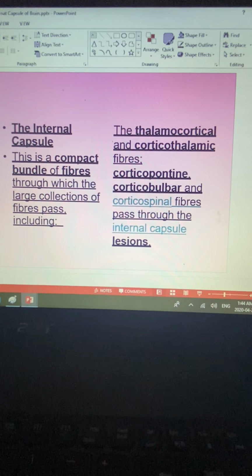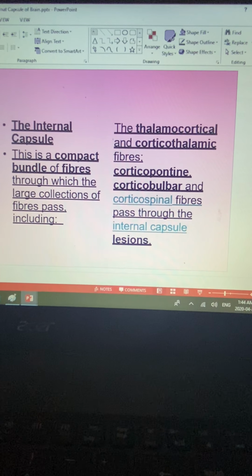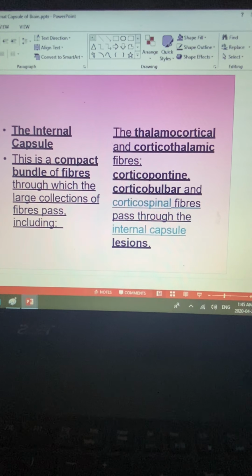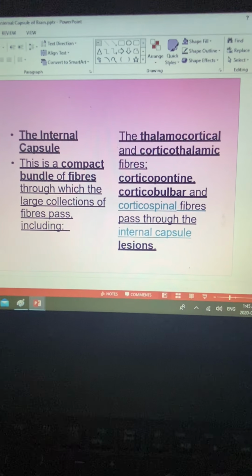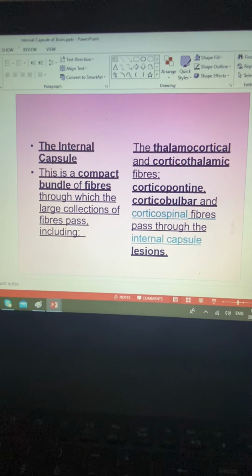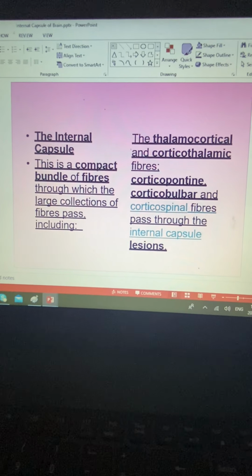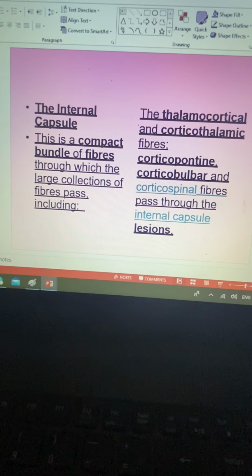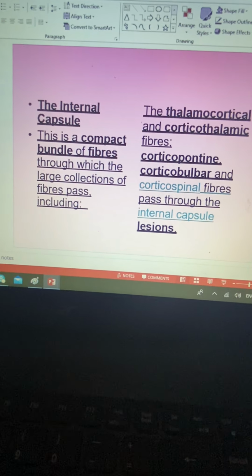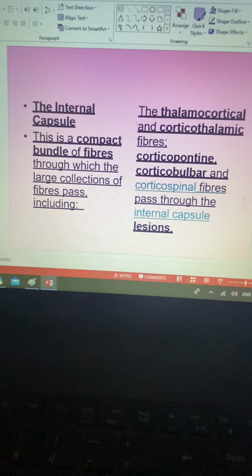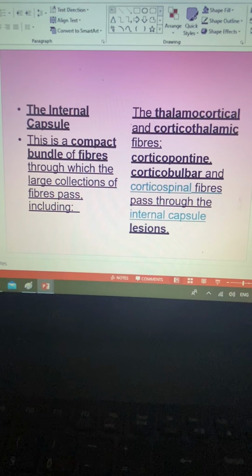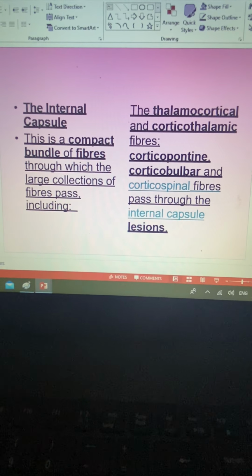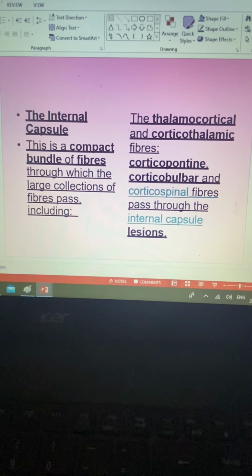Now, the internal capsule is a compact bundle of fibers through which a large collection of fibers pass, right? It means this capsule is enclosing the bundle of fibers which are passing through it. Some fibers are coming down and some fibers are going from below upward to the cerebral hemisphere: the thalamocortical and corticothalamic fibers, corticopontine, corticobulbar, and corticospinal fibers.